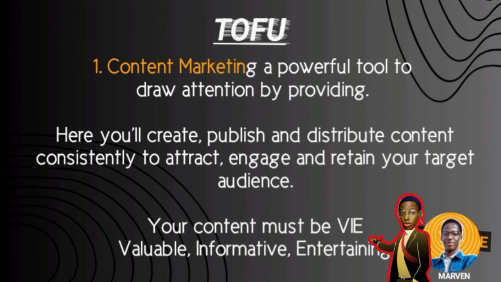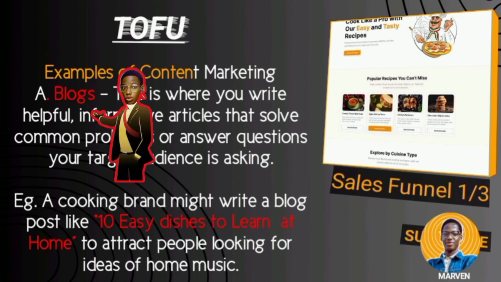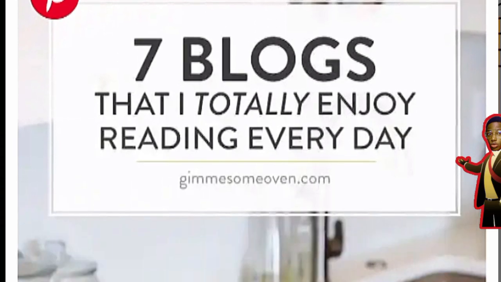You are informing them about the new trends in your industry, whatever you offer, and it must be entertaining. It must have a little bit of entertainment in it. Okay, the first example of content marketing, and our first on the list is blogs. Blogs are where you write helpful, informative articles that solve common problems.